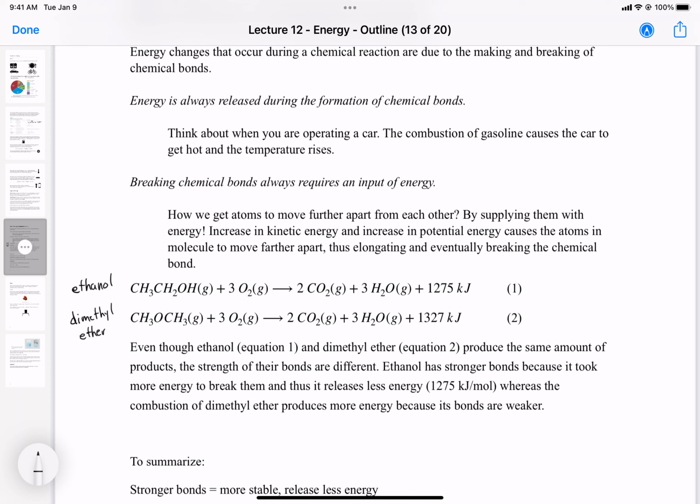One way to translate this is that ethanol has stronger bonds because it took more energy to break them. Thus, the energy released is less, because the energy of the bonds formed on the product side is the same. We can conclude that it took more energy to break the bonds, so the energy released is going to be less because it required more energy to break the bonds in ethanol. So the more energy required to break a bond, the less energy you release as a product. That's how it works.